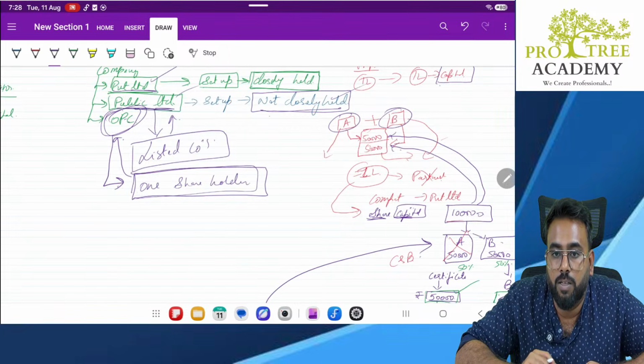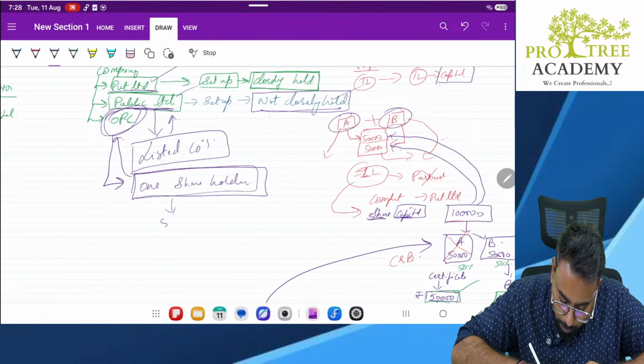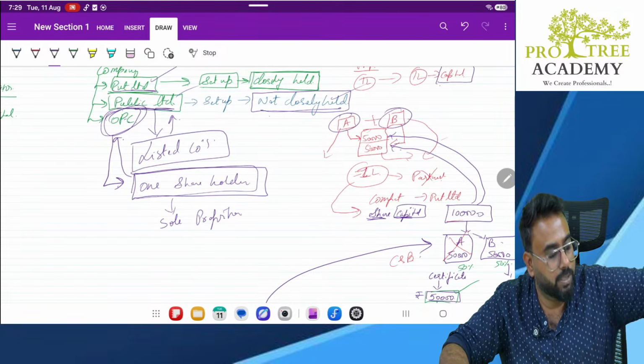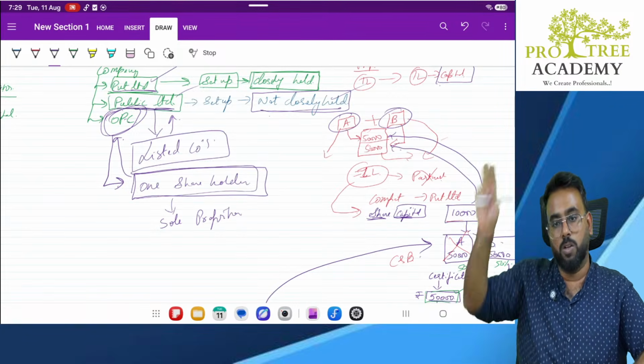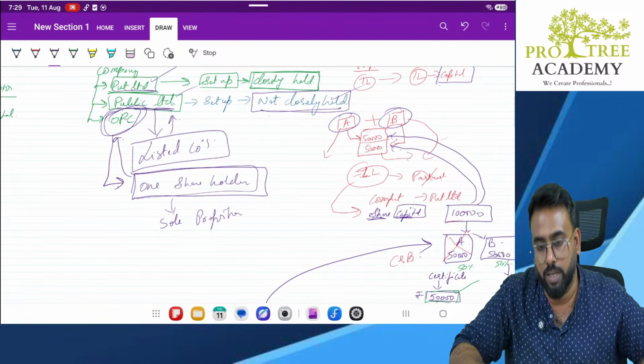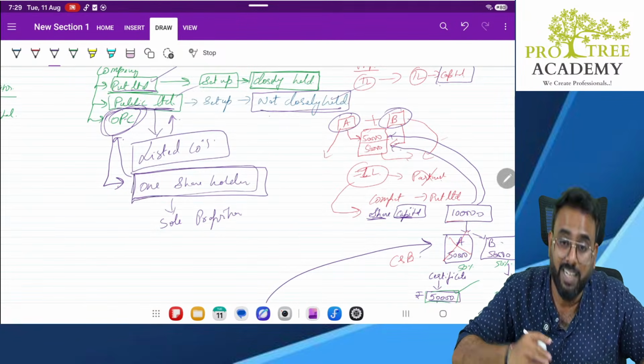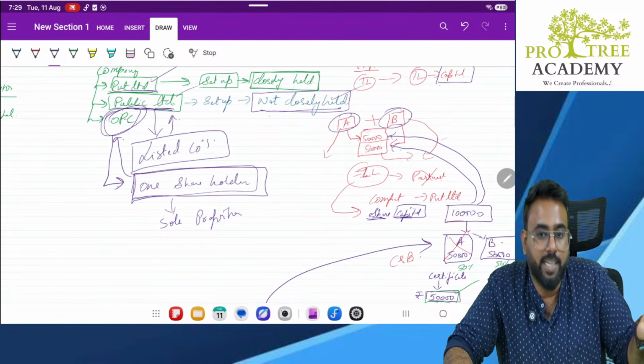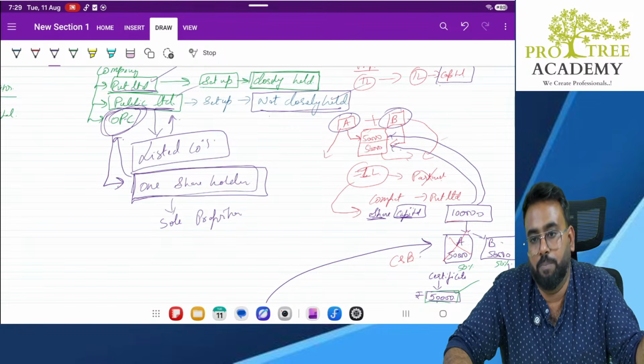Sir, then what is the difference between this and sole proprietor? There also one person is the owner, here also only one person is the owner. You are right. There also one person is owner, here also one person is owner. But the thing is, here the transition is easy. Tomorrow if I want to sell it, I can sell it easily because it is a one-person company.